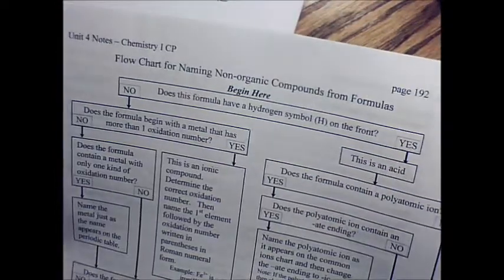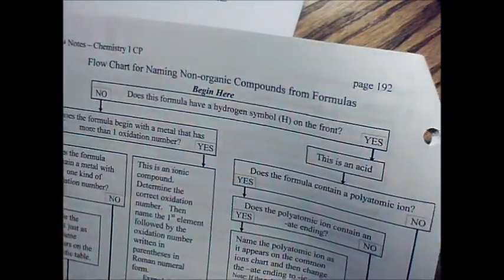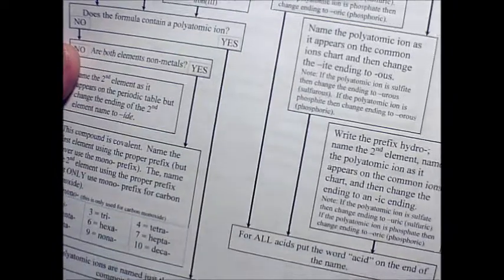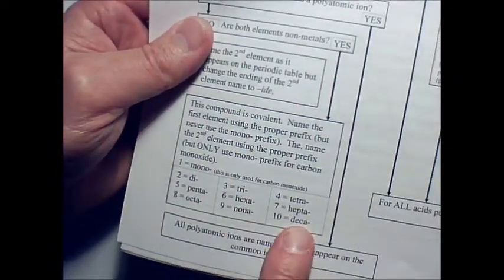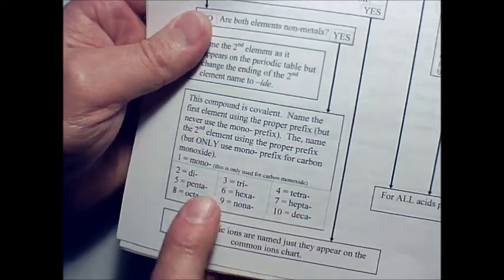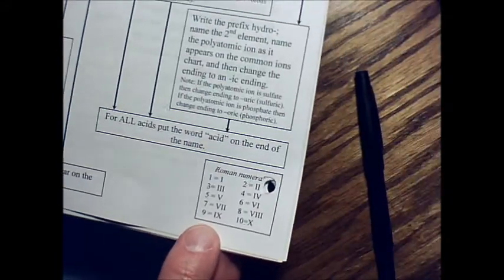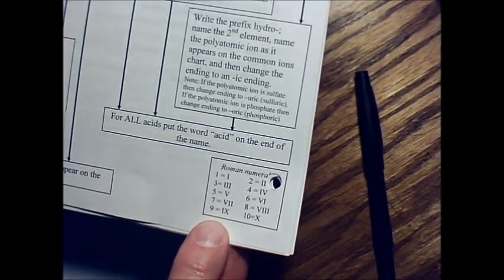If you look on page 192, this is a naming chart, a flow chart for naming non-organic compounds from formulas. If you follow through this whole thing, it'll show you how to name things. It even gives you those prefixes we just talked about for covalent compounds. It even tells you here, mono is only used for carbon monoxide. But right over here, there are the Roman numerals.